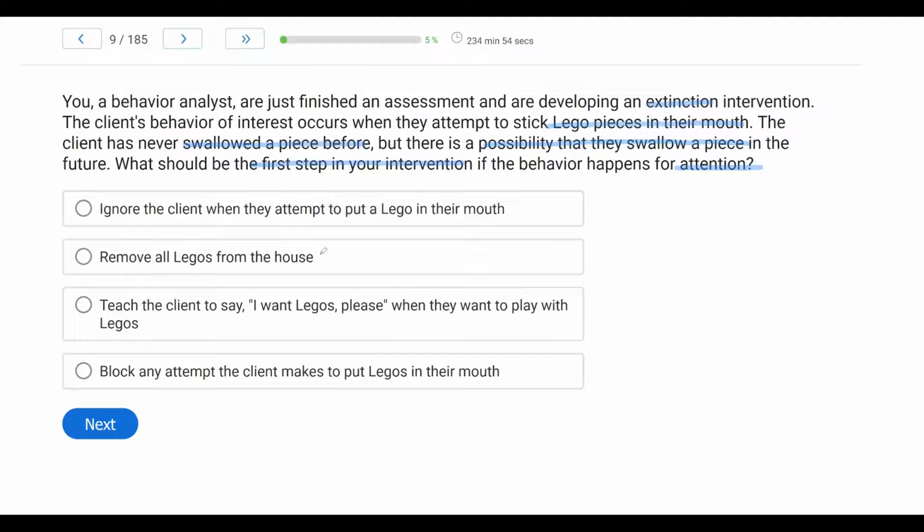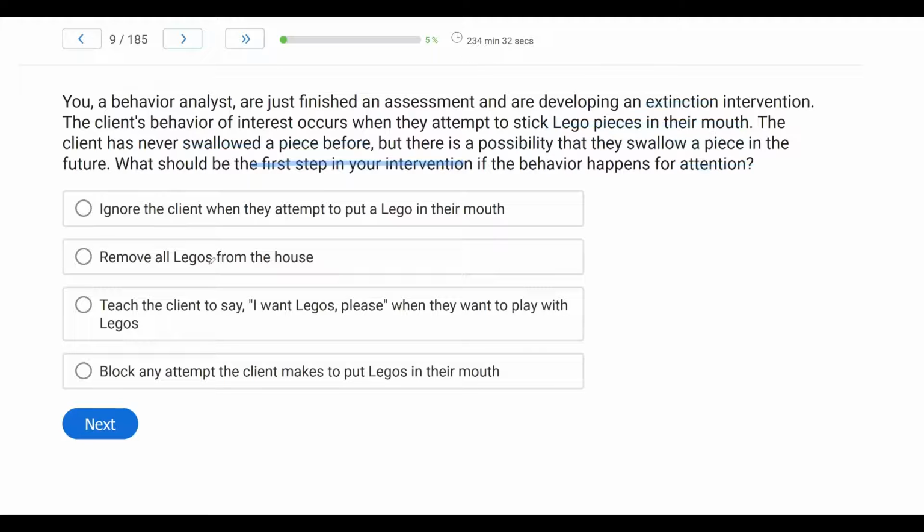Let's keep reading. C, teach the client to say, I want Legos, please, when they want to play with Legos. C could be a good option once they safely play with Legos. It's a good functional communication skill. But all you're doing right now in the current situation is giving them a better way of getting access to Legos, which they can then put in their mouth. So that leaves us with D.